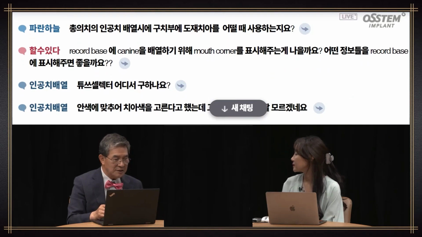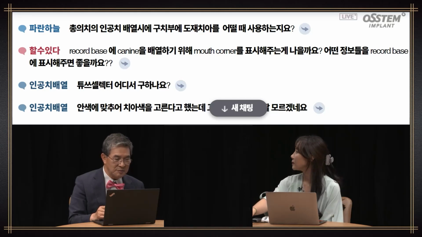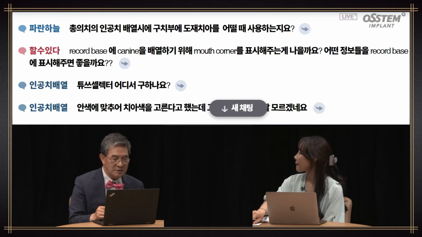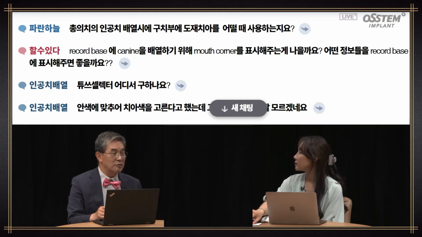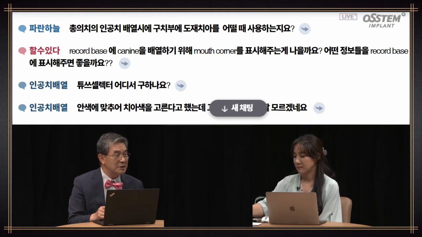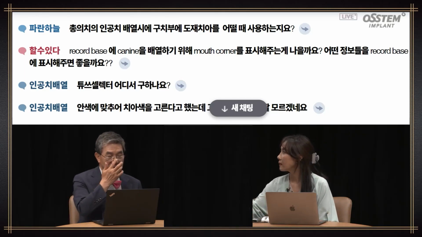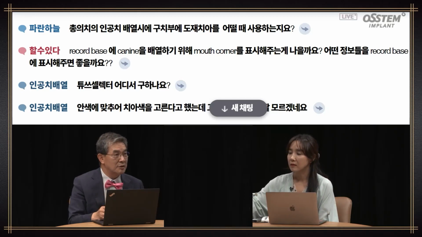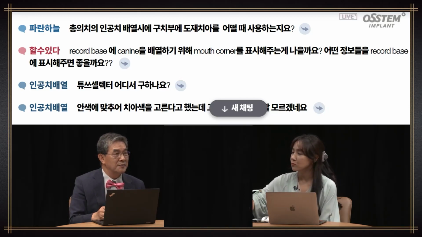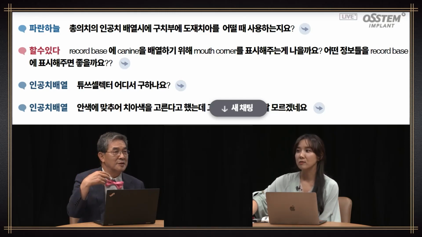Next, the 파란 하늘's question. When arranging teeth for complete denture, when do you use ceramic teeth in the posterior region? Usually we use a composite resin. When do we use porcelain teeth? In the posterior region, I don't really use porcelain teeth. If you insist, maybe when the opposing teeth are made of porcelain.